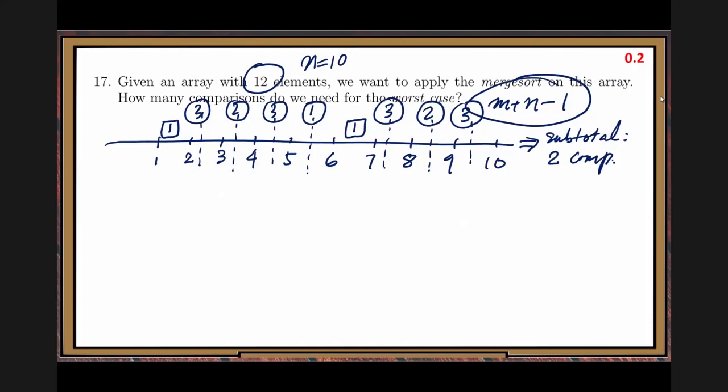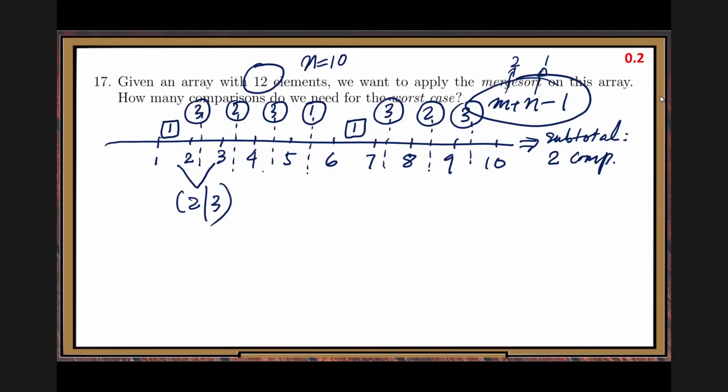Reverse. So, round 3 first. This time, 2 and 1. M equals 2, N equals 1, 2 plus 1 minus 1. That's 2. So, 2 comparisons, 3 elements.